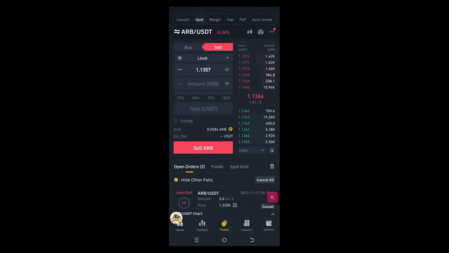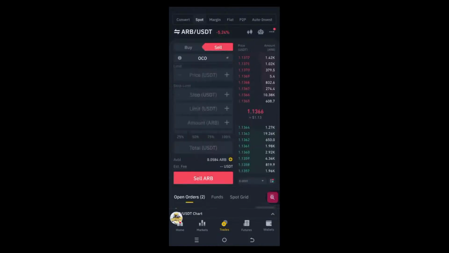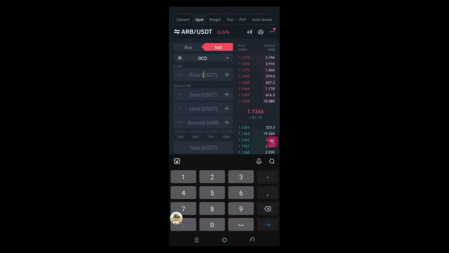Now, on the other hand, with OCO, let me show you. With OCO, you have to set your take profit. That's the amount you want to get it as. You put that amount here, the price you want. If it was supposed to be 1.22, I put that. The price is supposed to be 1.22, right? That's the price I want to get it as.